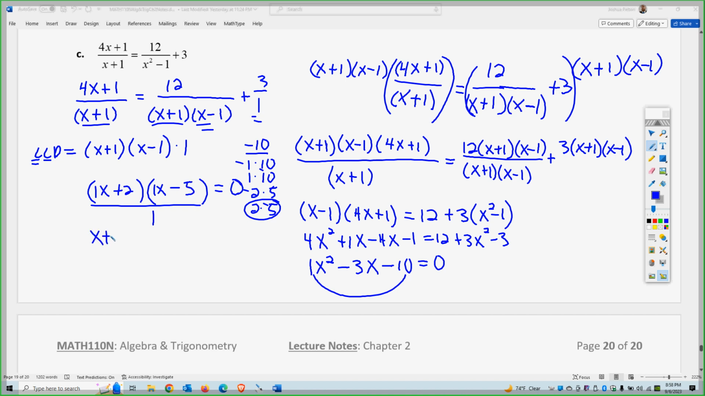So x plus 2 is 0, x minus 5 is 0. So x is negative 2, x is 5. I checked the original problem. Neither one of those will give me a 0 denominator because you can't divide by 0. So those are both valid answers. Okay, that's the end of this part.